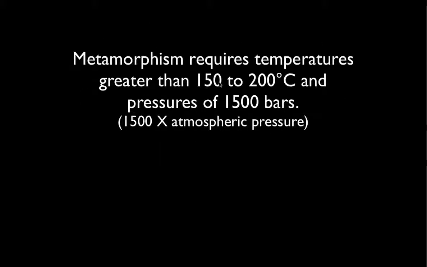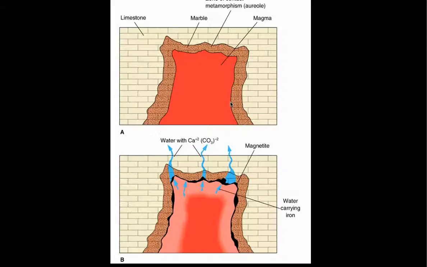Okay, where does metamorphism occur? Well, duh. Where are you going to get really high temperatures and pressures? Not on the surface. It has to be way down deep. And in one case, it's where you have a magma body, a pluton. When a pluton intrudes into a rock, the rock around it gets baked. In the case of limestone, it will be baked into marble.